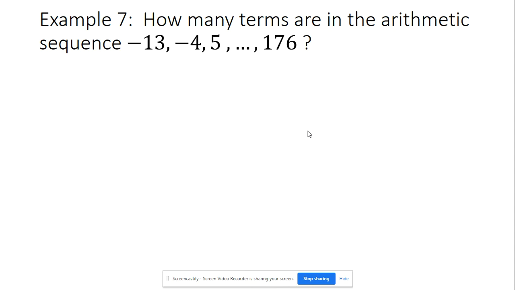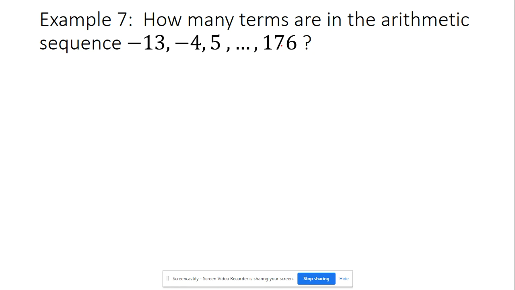More difficult for example 7 now. The reason is I could do the exact same thing. I could write this out. It looks like the common difference is 9, so negative 13 plus 9 is negative 4, plus 9 is 5, and so forth. If I keep adding 9 a whole bunch of times, I'd eventually get 176.